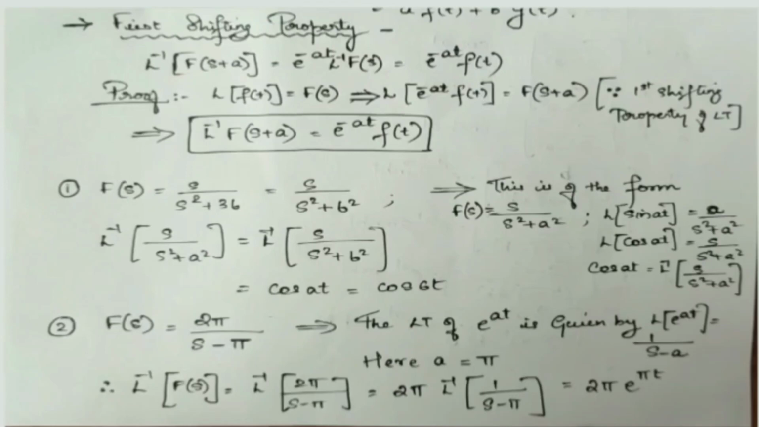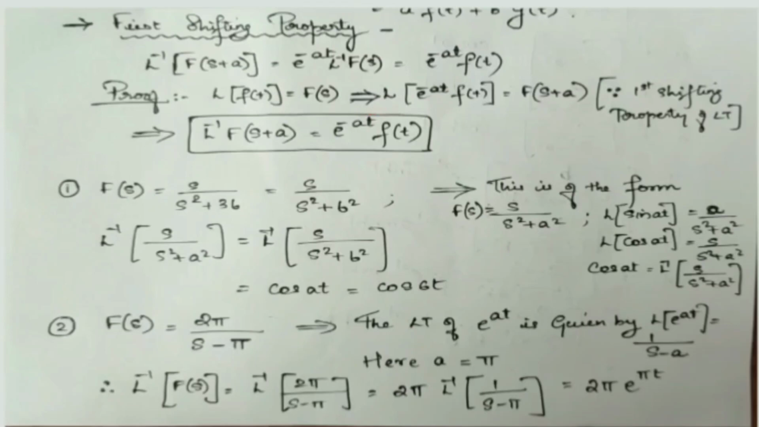Now we'll have a proof for this. Laplace of f of t is equal to F of s. We all know that. And Laplace of e raised to minus at f of t is given by F of s plus a according to the first shifting property of Laplace transforms. So when we take this L to the RHS, we'll have Laplace inverse of F of s plus a is equal to e raised to minus at f of t.